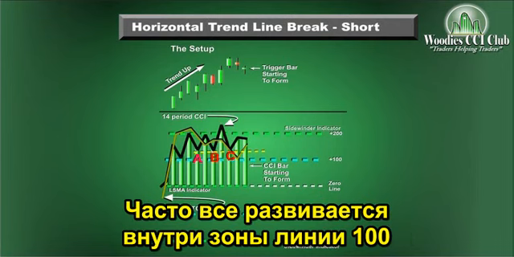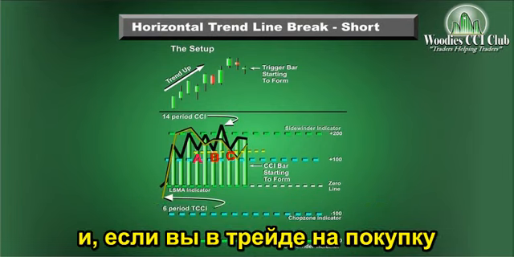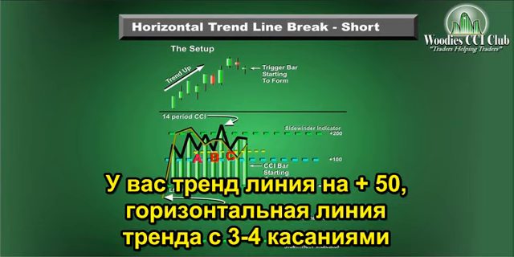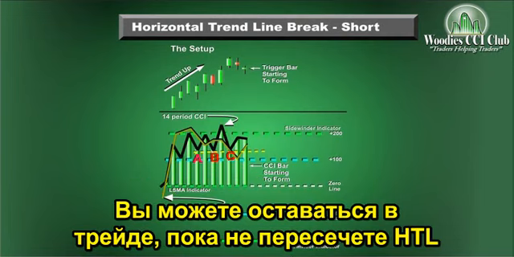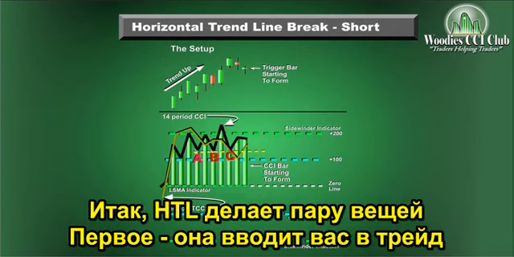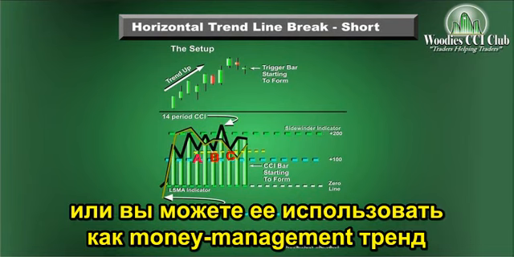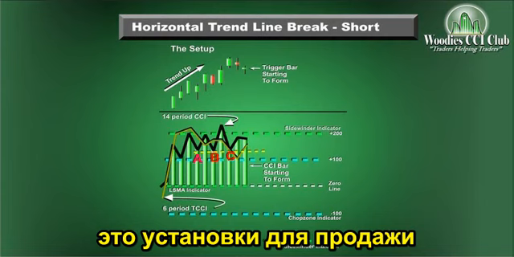Lots of times this will also develop inside the 100s, and if you were in a trade long and wanted to stay in that trade longer, even if it crosses the plus 100, and you had a trend line, say at plus 50, a horizontal trend line with 3 or 4 touches, you could stay in that trade until it takes out that horizontal trend line. So a horizontal trend line does a couple things. One, it can get you into a trade that might be a trend changing pattern, or 2, you can use it as a money management line. So that's a setup for a short.